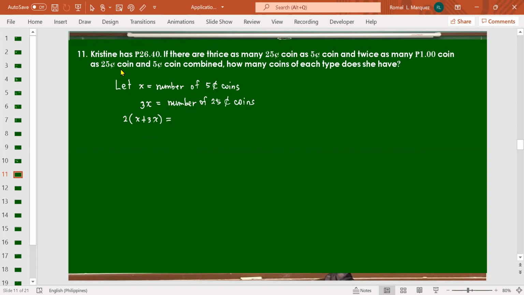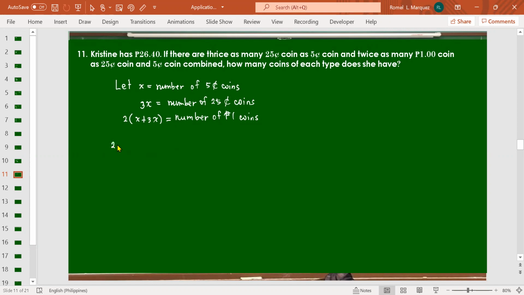Yung dami daw ng 25 at 5, pag pinumbine, yun ang dami ng 1, twice noon, no? Ang dami ng 1 peso. Am I right? Guys? Yes po. Ang sabi, and twice as many 1 peso coin as 25 coin and 5 coin combined. So, ilan ang total, guys?